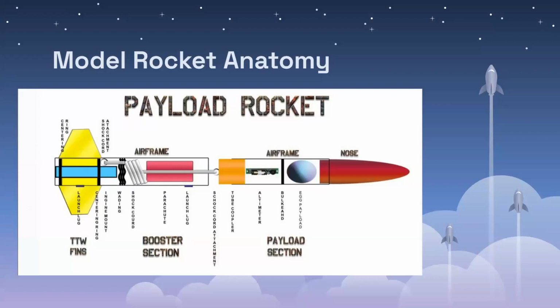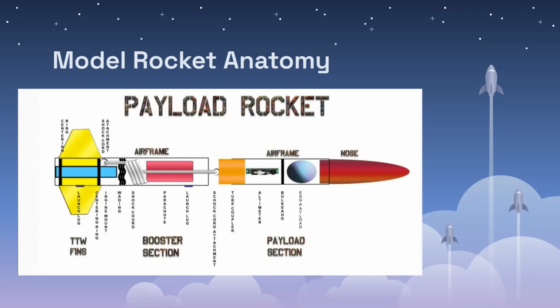So the general model rocket anatomy with regards to a payload rocket is displayed in the diagram on your screen. Starting from the left, we have our fins and our motor mount is mounted in between them. We also have centering rings, which keep our motor mount centered inside of the body tube of the rocket. We have a shock cord, which holds the parachute and tethers it to the rest of the rocket body so that it doesn't fly away.